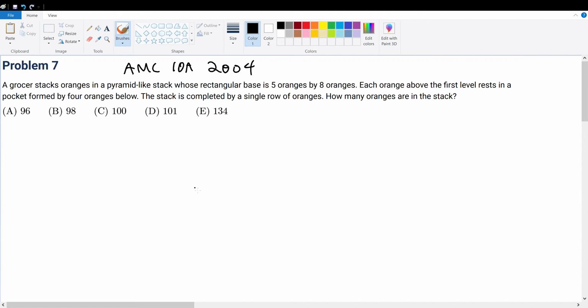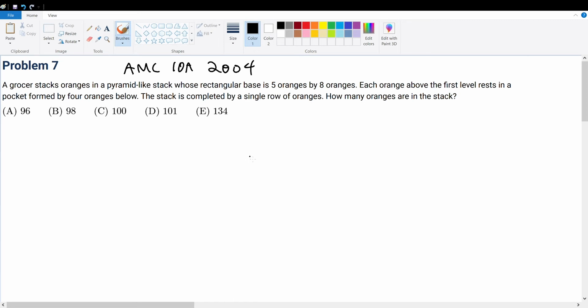AMC 10 in 2004, Problem 7. A grocer stacks oranges in a pyramid-like stack whose rectangular base is 5 oranges by 8 oranges, and each orange above the first level rests in a pocket formed by the 4 oranges below, and the stack is completed by a single row of oranges. How many oranges are in the stack?